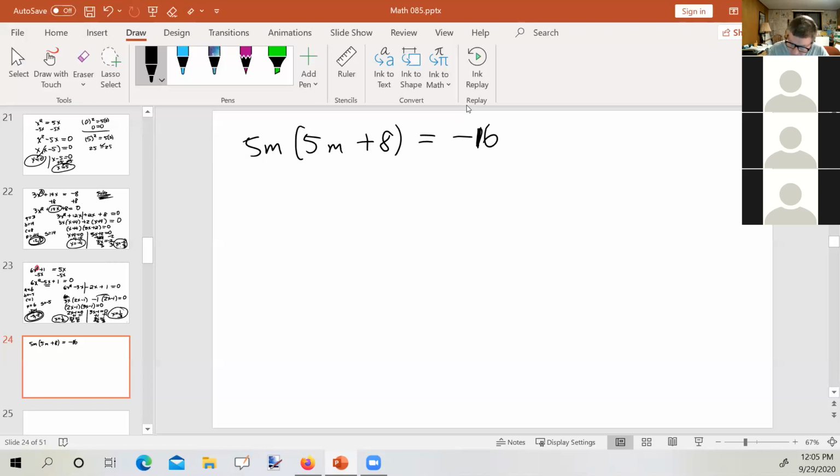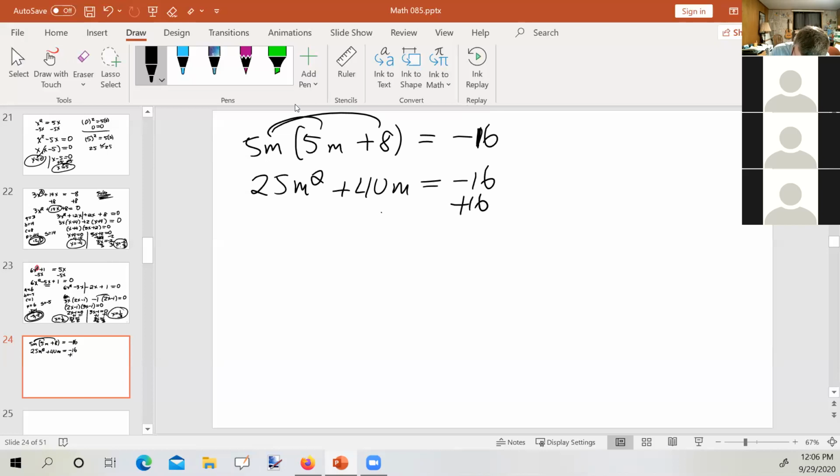All right. On the left side, 25m squared plus 40m equals -16. I'm going to add 16 to both sides of the equation. 25m squared plus 40m plus 16 equals 0. Now it's in standard form. So now we can go back and factor the left side, but it's got to be set equal to 0 for this to work. Let's see, it's a trinomial. There's no greatest common factor.